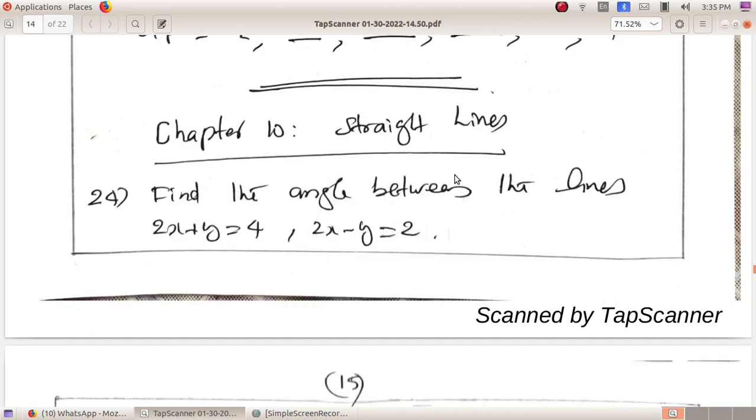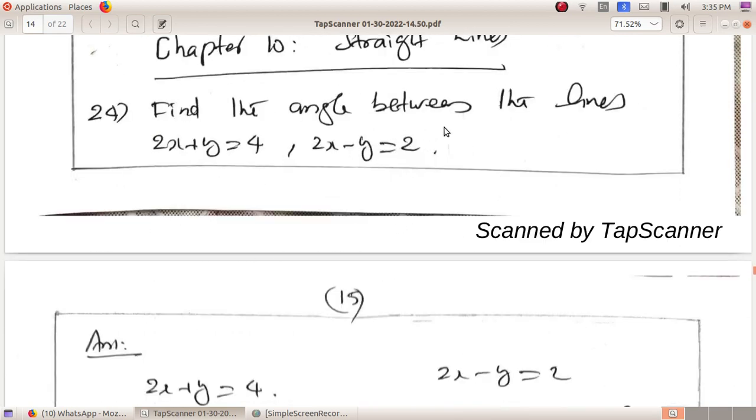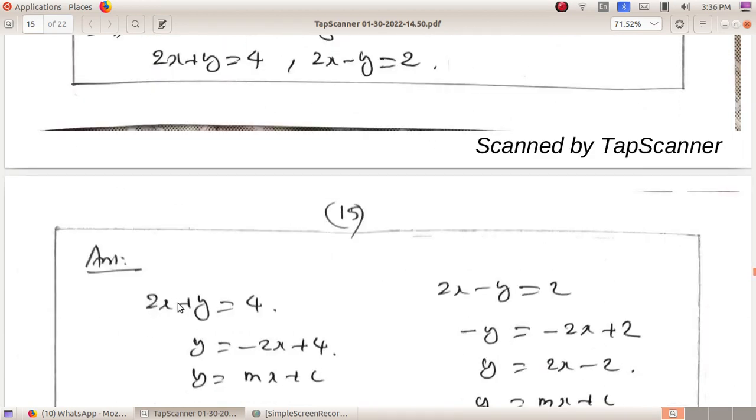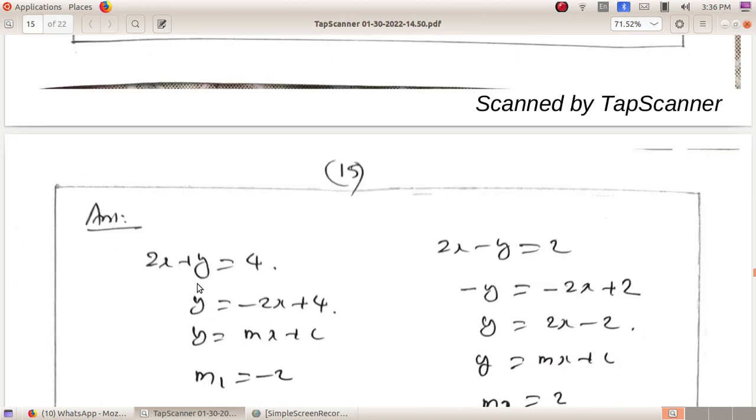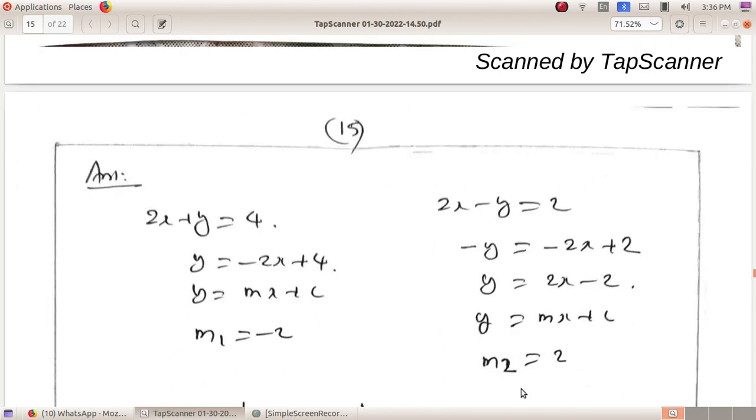Chapter 10, straight lines. Find the angle between the lines 2x plus y is equal to 4 and 2x minus y is equal to 2. So we have to find the angle between these two lines. First line, 2x plus y equal to 4. Fix y here, then y is equal to minus 2x plus 4. We have the formula y equal to mx plus c. So this is m. m is equal to minus 2, which is taken as m1, minus 2. Similarly, for this straight line, minus y is equal to minus 2x plus 2, or y is equal to 2x minus 2, changing the sign. Then y is equal to mx plus c, so m2 is equal to 2. m1 for the first line, m2 for the second line.